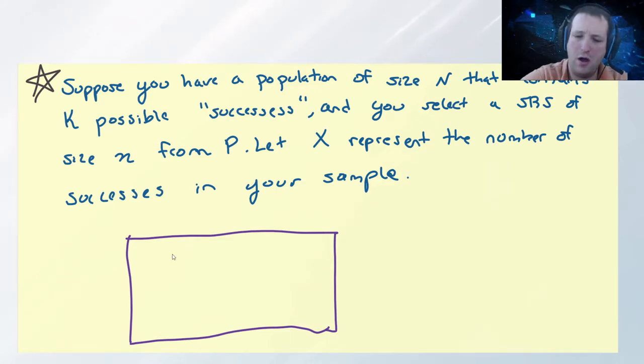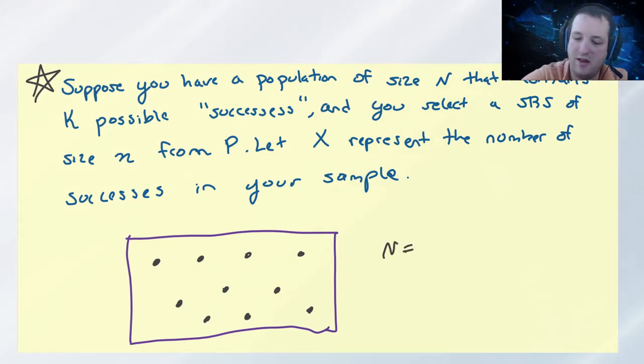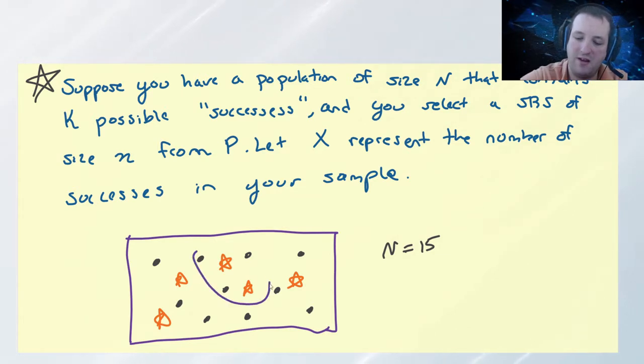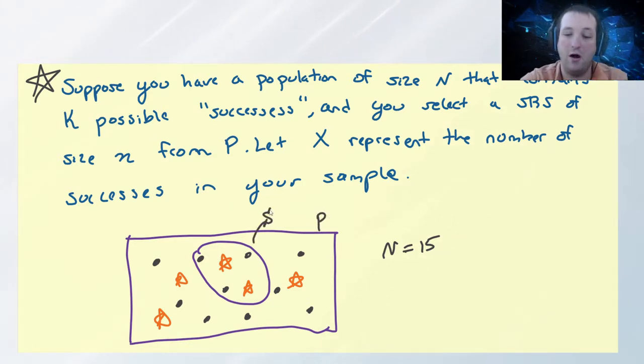So let us assume we have a population of size 1, 2, 3, 4, 5, 6, 7, 8, 9, and 10. So let's say capital N is going to be equal to 10, 11, 12, 13, 14, and 15. Okay, so we're assuming that there are 15 values in our population here. And what we're going to be doing is selecting a random sample out of this population here. So this bigger box is going to be P, and this smaller box is going to be our sample S. And of course, the sample must be simple and random.